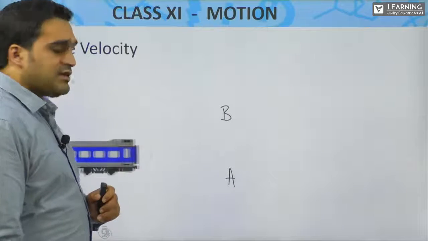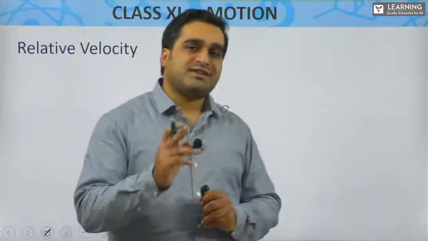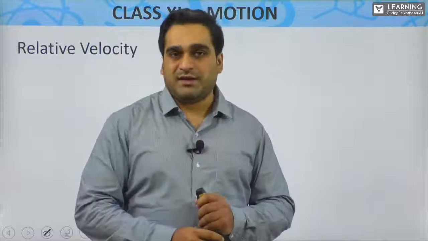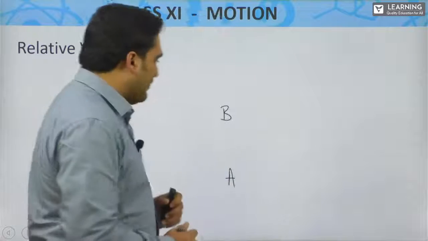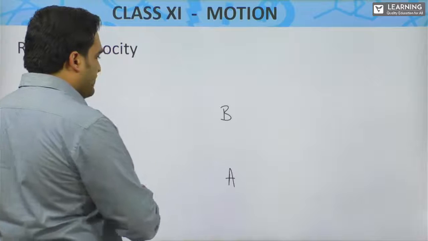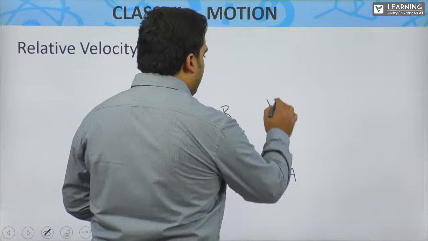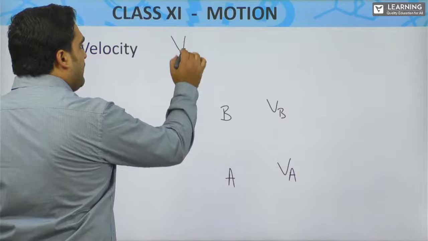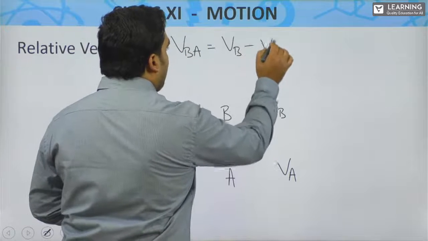one train moves faster than the other, no doubts about it. But for a person sitting in train A, when he determines the speed of train B, how fast is train B moving with respect to train A? To identify that, we use this concept of relative velocity. Suppose we call the velocity of train A as VA and train B as VB. So the velocity of train B with respect to A is given by VB minus VA.